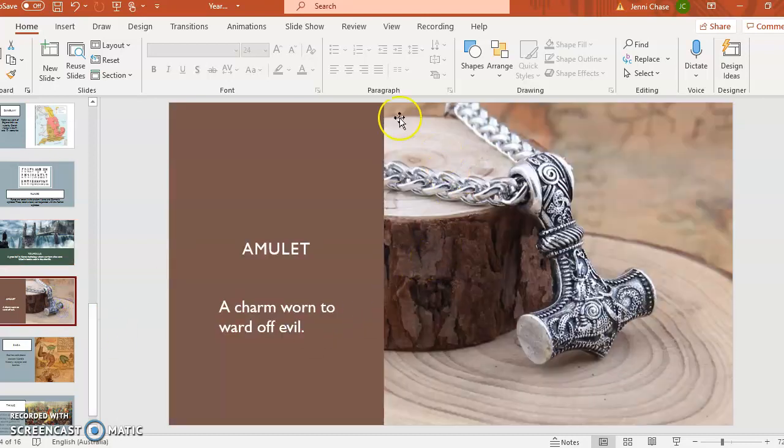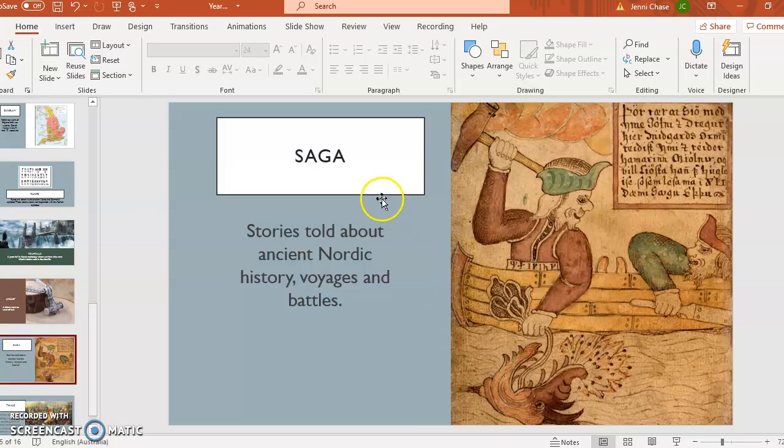Again, linked to Viking religion, an amulet. That was a charm worn to ward off evil. Quite often it would be in the shape of a hammer, like this one, because of the god Thor and his hammer. Lots of them have been found in archaeological sites that would have been worn by all types of Vikings.